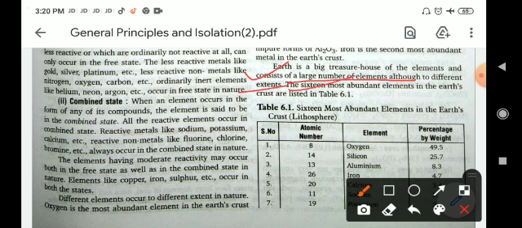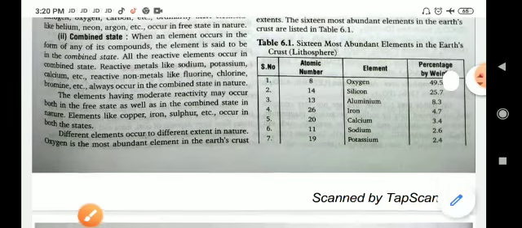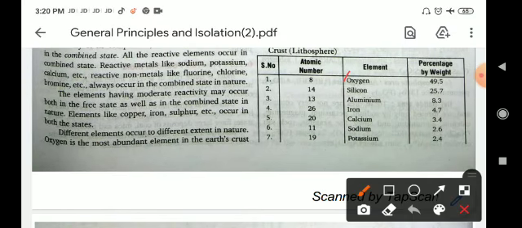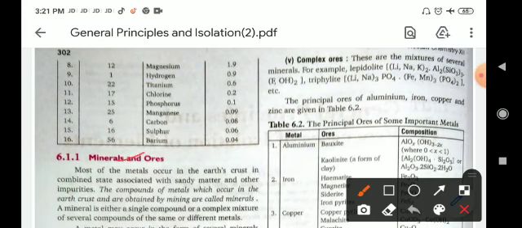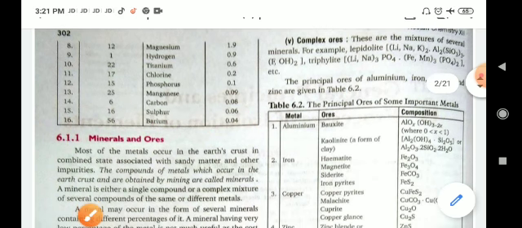The 16 most abundant elements in the earth's crust are listed in Table 6.1. Here you can see these elements arranged by abundance according to their serial number. First is oxygen, then silicon, aluminium, iron, and so on, with their percentages. The last one is barium, atomic number 56, and its abundance in nature is 0.04%. So these are the abundances of the elements.